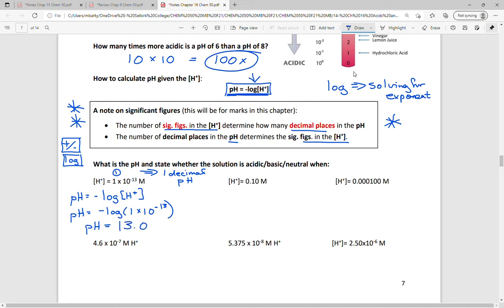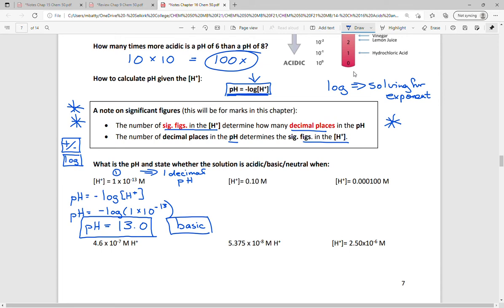So your calculator should have said 13, but when we use that convention of sig figs, we're going to represent that as 13.0. And concentration has molarity as the unit, but pH does not have a unit attached to it. If I were to say if this is acidic, basic, or neutral, a pH of 13 would make for a basic solution.